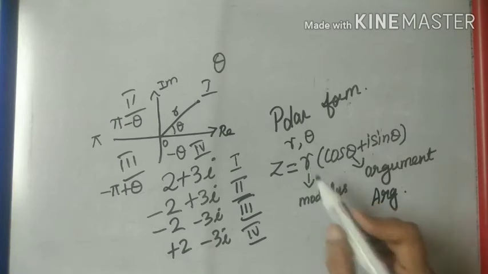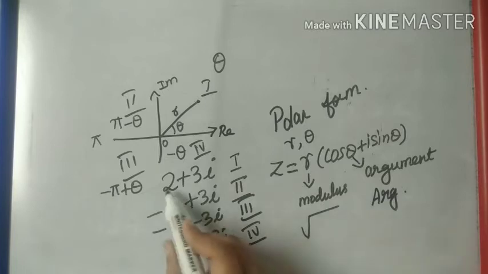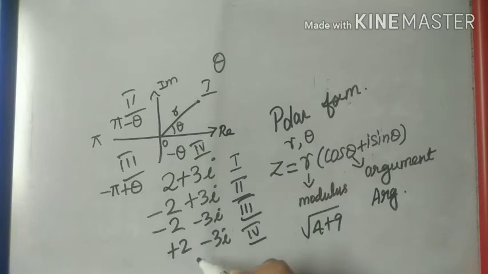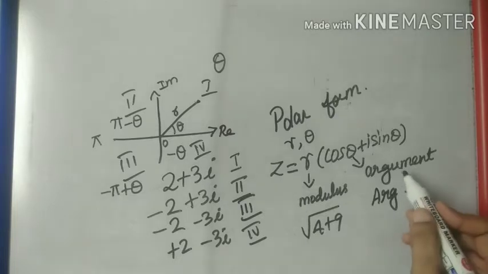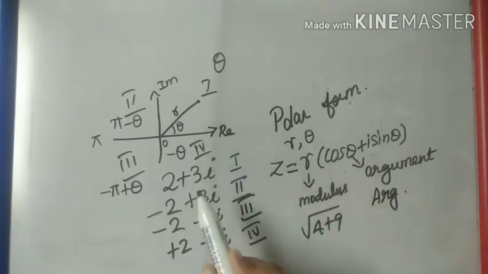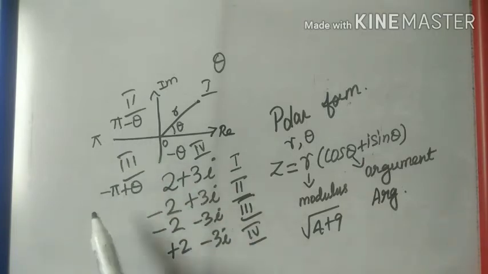So, given a problem, first you find out what is r. How to find r? It is the modulus, root of squares, 4 plus 9. For all the 4 quadrants, the modulus has no change because I am finding squares of the number and then the square root. So this is going to be the same for all the 4 numbers. Then which only differs? The argument. If I am in the first quadrant, I take theta. If I am in the fourth quadrant, I take minus theta. And if I am in the second, pi minus theta. And if I am in the third, minus pi plus theta.